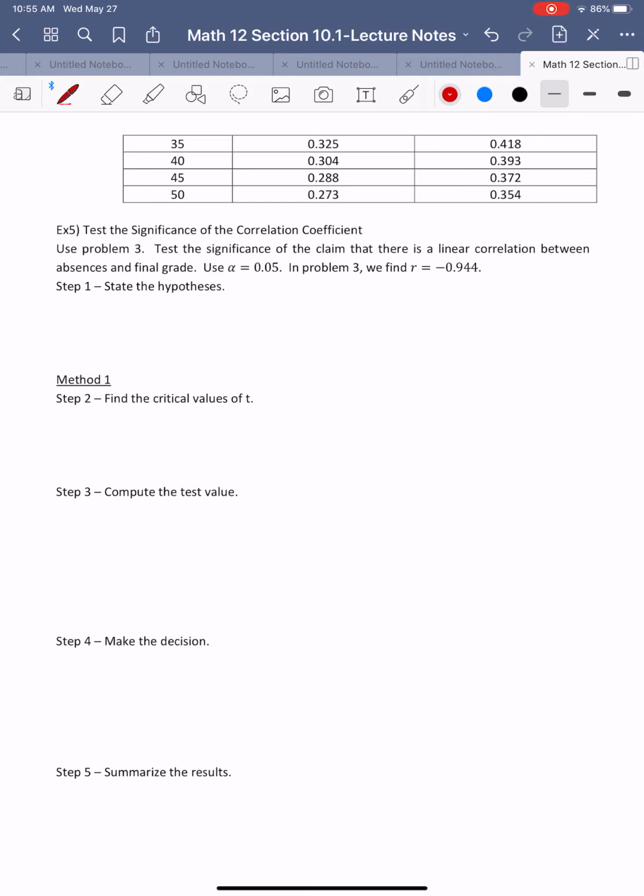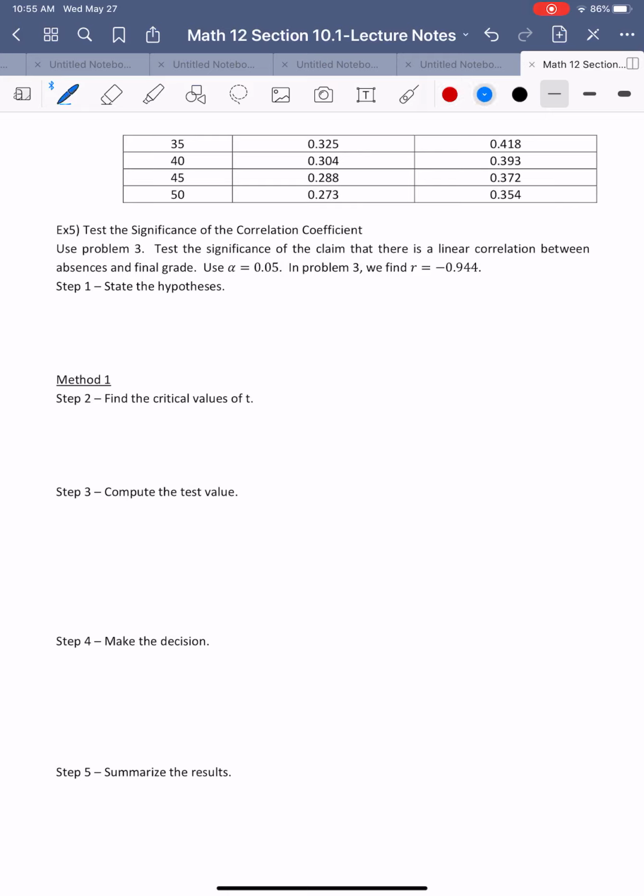So we're going to use problem number 3. Test the significance of the claim that there is a linear correlation between the absences and final grade, with alpha equal to 0.05. As you notice, we have R equal to negative 0.944. For the first step, we need to state the hypothesis no matter what method we use.